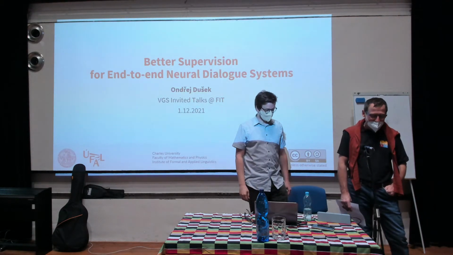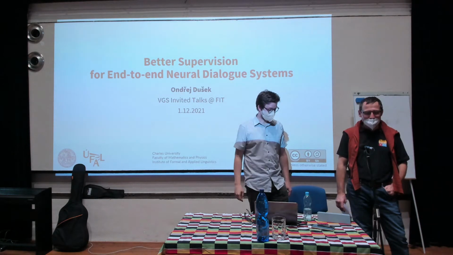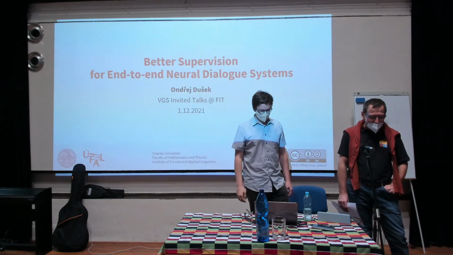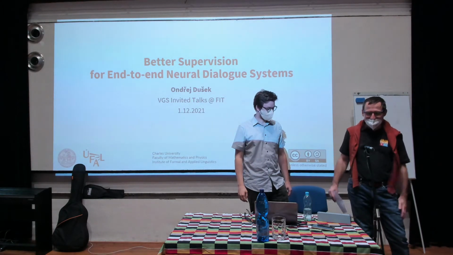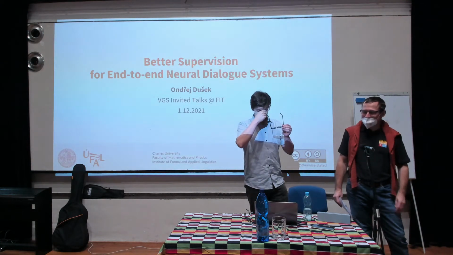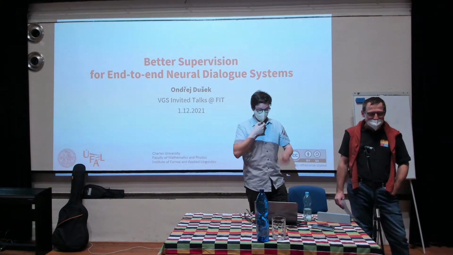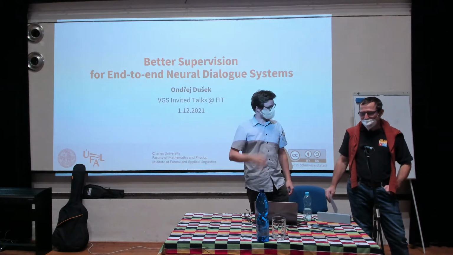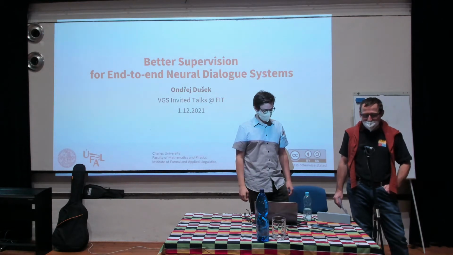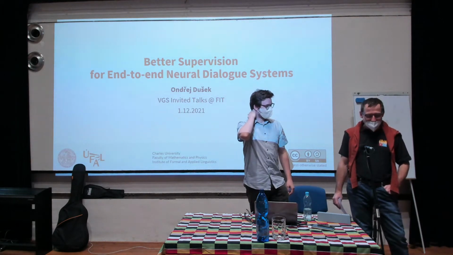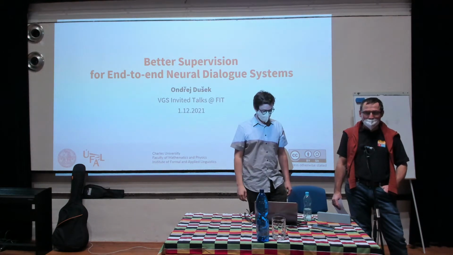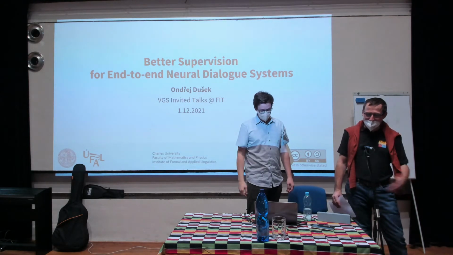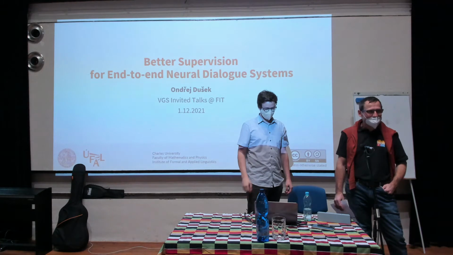Ondřej is from the Institute of Formal and Applied Linguistics at the Mathematical and Physical Faculty of Charles University. And as you know, this is the big site for NLP and for machine translation and so on. Ondřej is specializing in dialogue systems and natural language generation. He graduated with a PhD from Charles University in 2017. Then he was at Heriot-Watt University in Edinburgh, which is actually quite a known place for dialogue systems. And today he will talk about dialogue systems again.